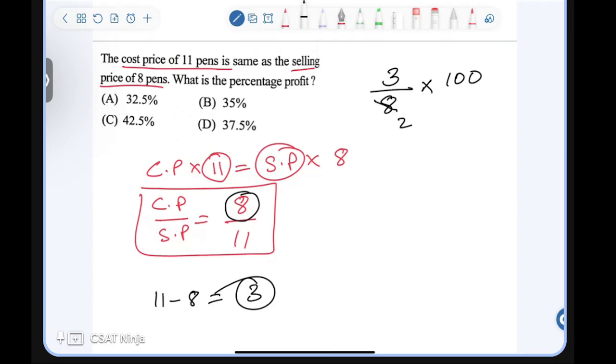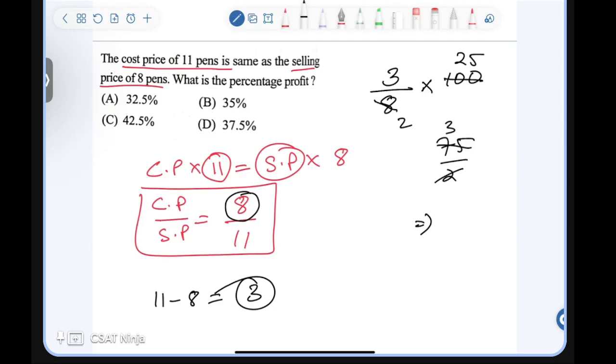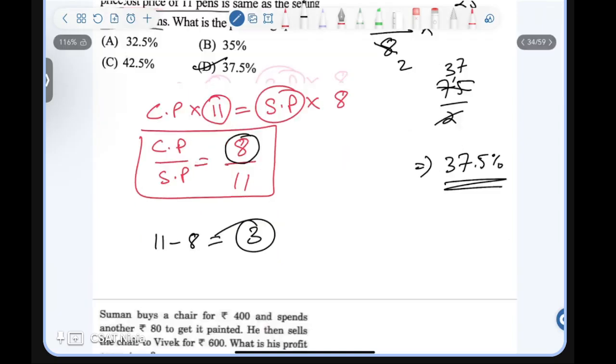4 2s are 8, 4 2s are 8, so 300 divided by 8 is 75 divided by 2, which is equal to, if we divide this, 2 3s are 6, and 2 7s are 14. So which means 37.5% there. So the answer here is 37.5 there. Are we clear with this? Okay, let's go to next.